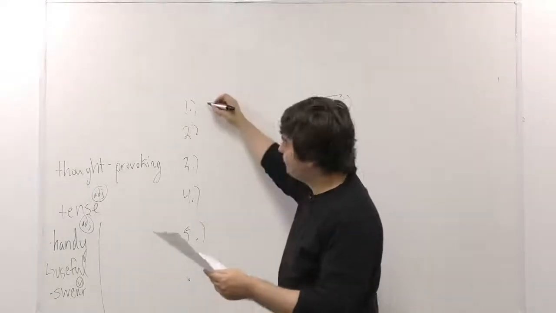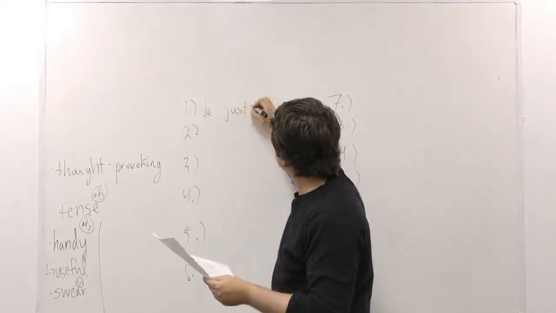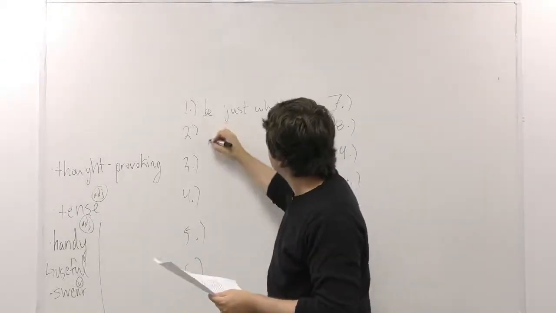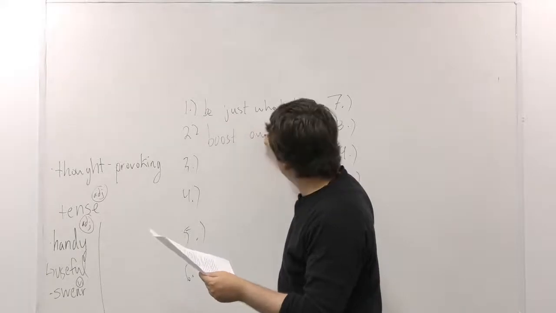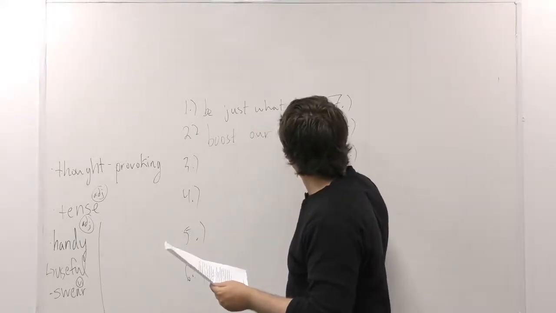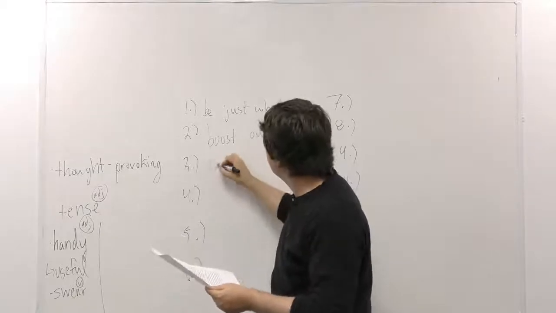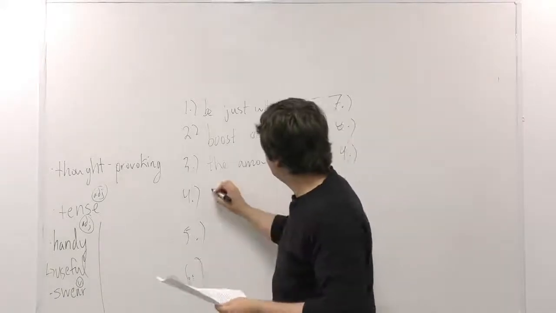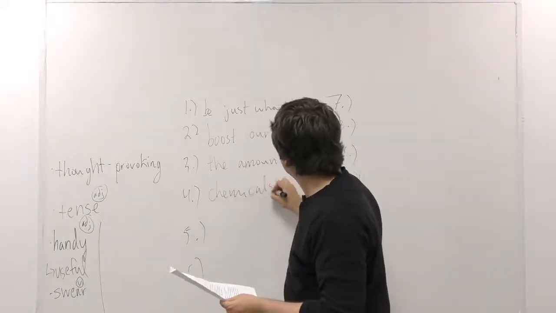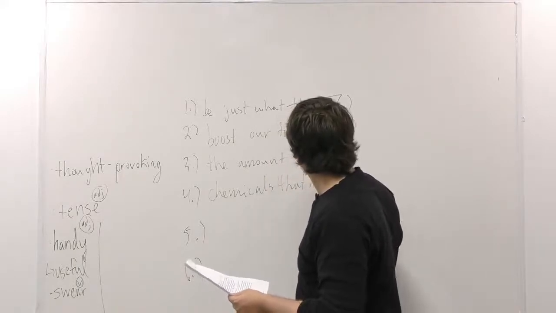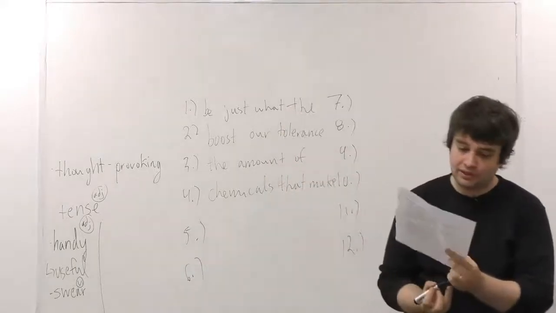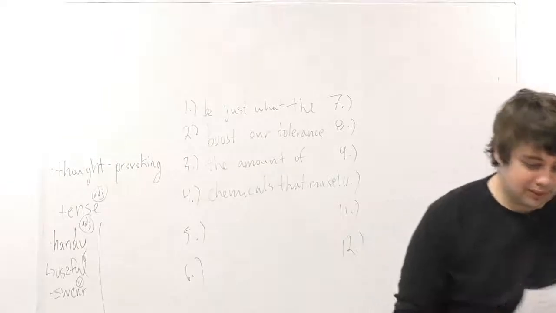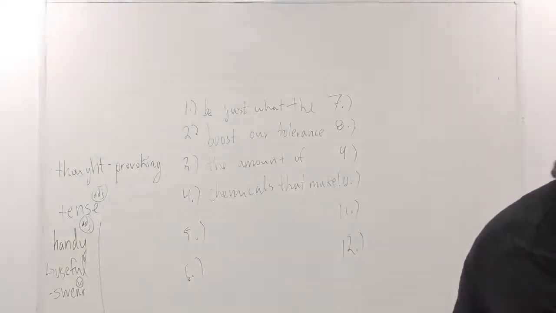Okay, anyhow, number 1 was just what the. Number 2 was boost our tolerance. Number 3 was the amount of. Number 4, chemicals that make. And then I think we were on to number 6. Okay, so number 6 was, he added the same areas in the brain that deal with physical pain.